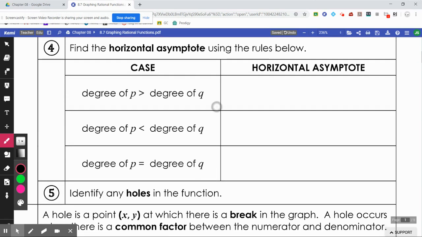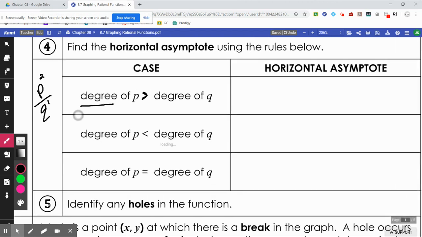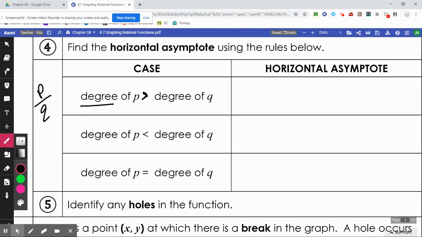Now, these are very important rules. Remember that we are graphing p over q functions. If you don't remember how to find degrees, the degree is the highest powered exponent. So if it's x squared, your degree is 2. If it's x to the third, your degree is 3. If the degree of the top is bigger than the bottom, like x squared over x to the first, then you will have no horizontal asymptote.